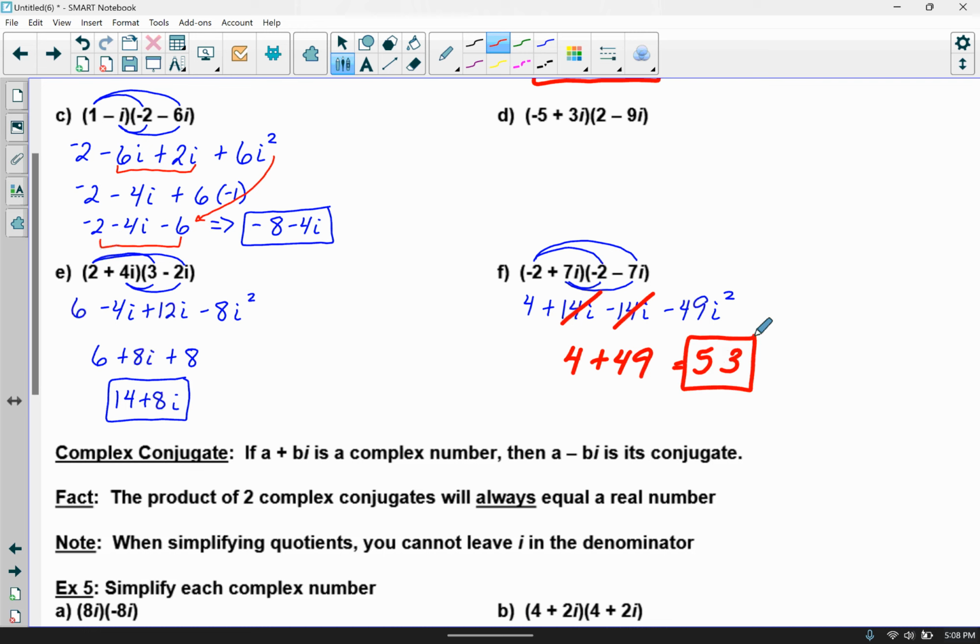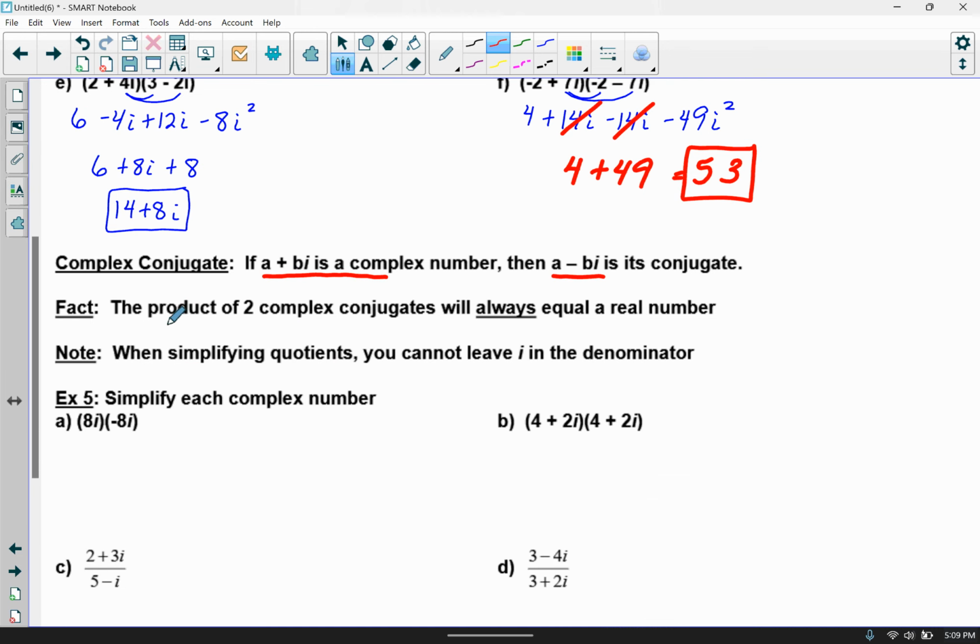All right, that last one was a special one. It's referred to as being a conjugate. If you'll notice, a conjugate has the same first term and the same last term. The only difference is the sign in the middle, right? One's positive, one's negative, but otherwise everything else is the same. So that's what makes something a conjugate. And I have that written down here below. For a complex conjugate, if a plus bi is a complex number, then a minus bi is its conjugate. So remember, the only thing that changes is that middle sign.